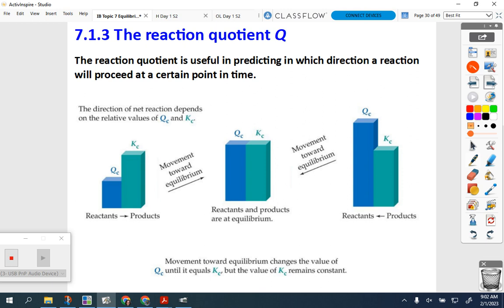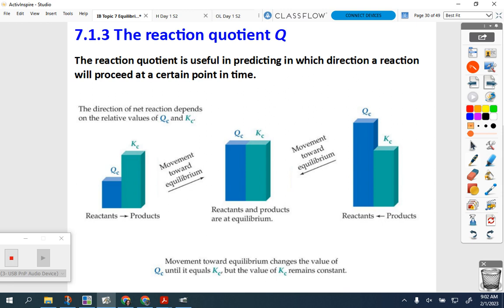So this would be in a situation where we already know the equilibrium constant for that reaction. Kc is a constant. It's going to be the same for that reaction all the time. We throw a bunch of chemicals in a beaker, we measure their concentrations, and we ask, which way is this going to go to get to equilibrium?